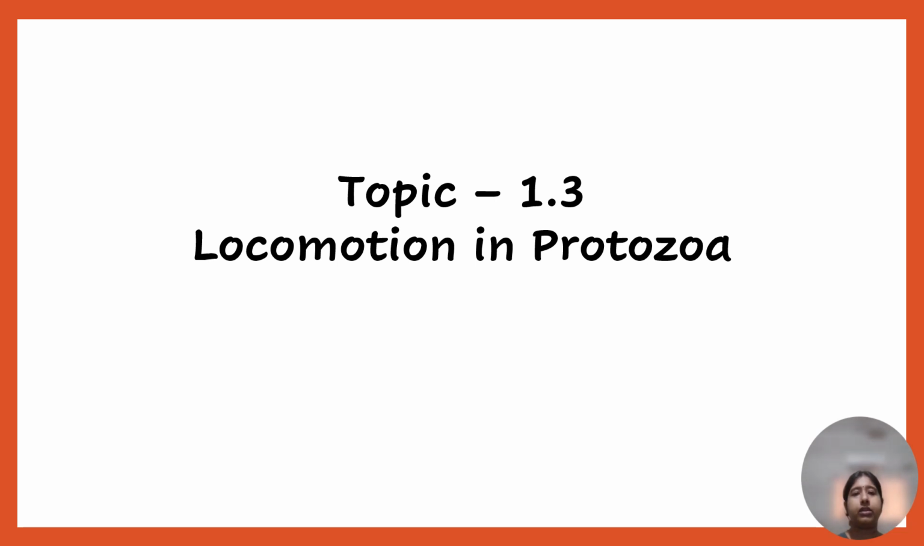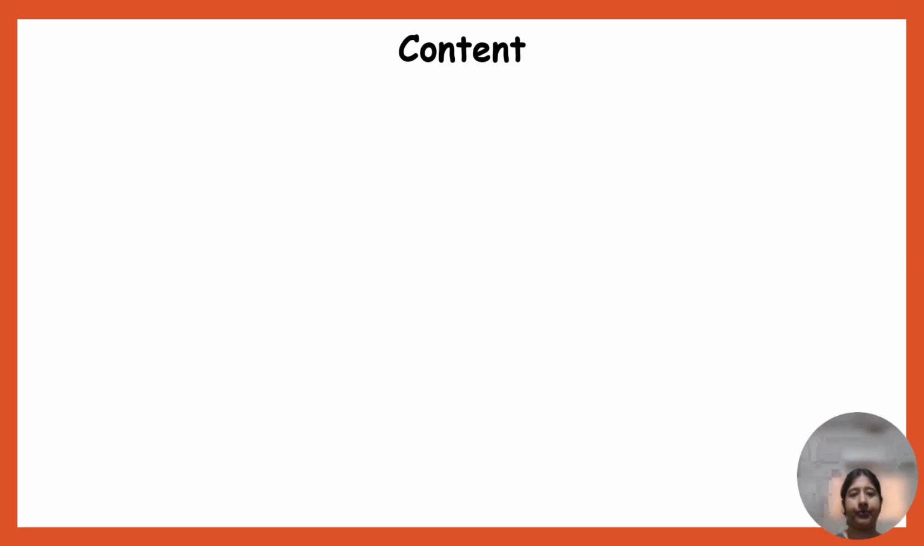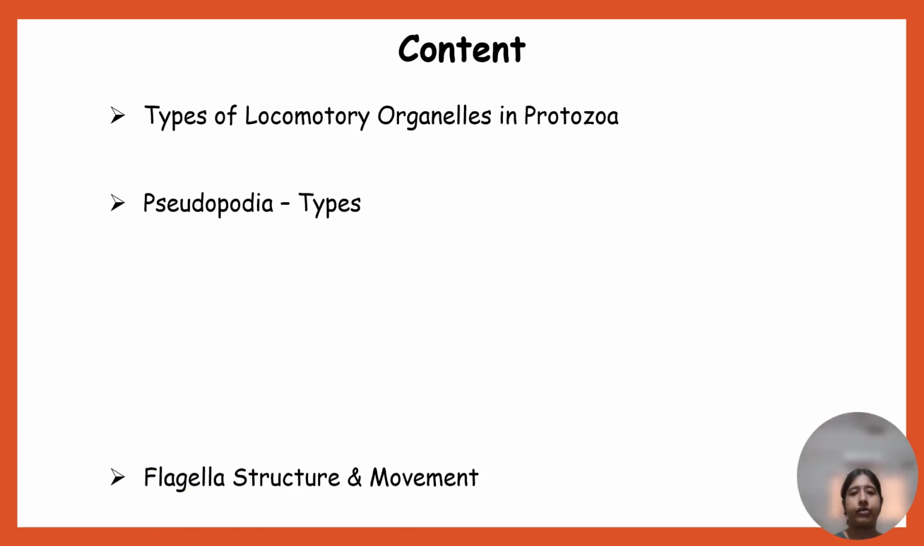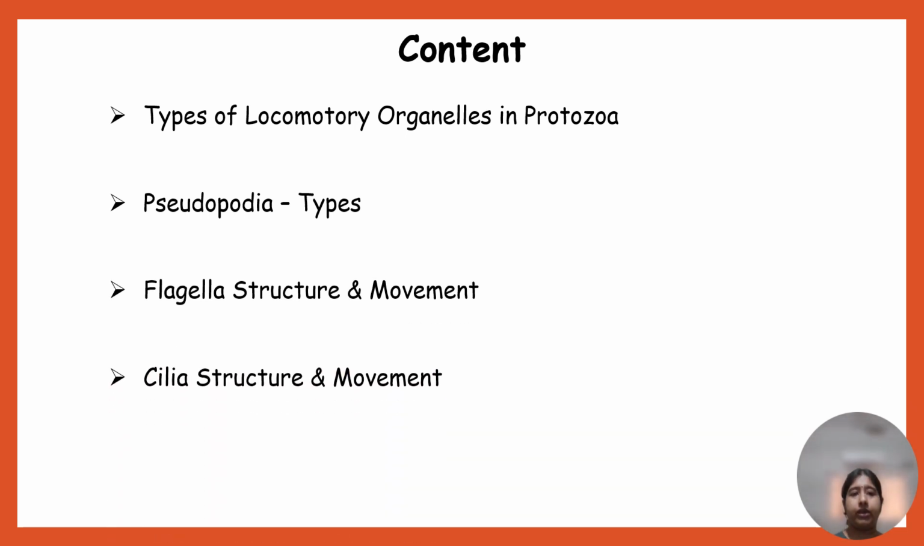As a part of the third topic from this unit, we are discussing locomotion in Protozoa. The content of this topic includes the various types of locomotory organelles present in Protozoa, the pseudopodia and its types, flagella, its structure and movement, cilia, its structure and movement, and comparison of all locomotory organelles of phylum Protozoa.